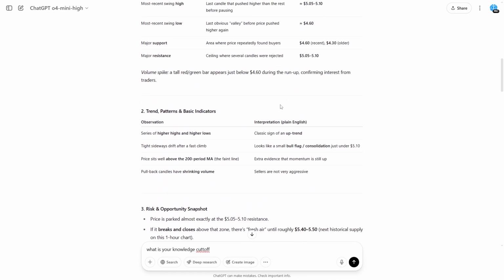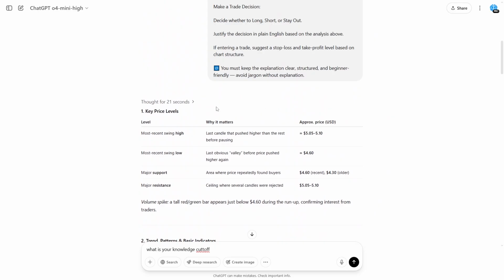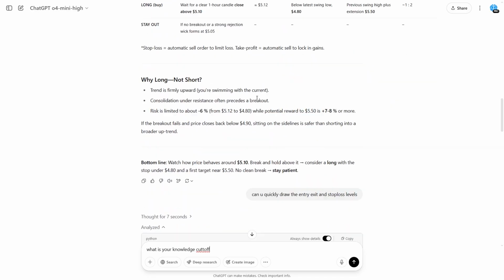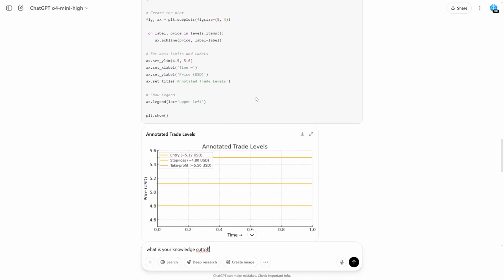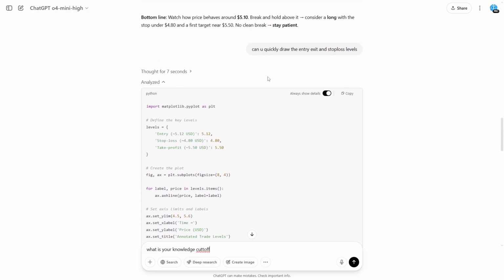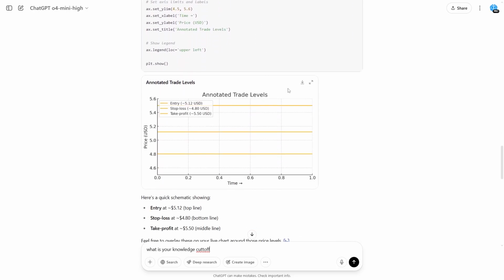Now, it wasn't just a completely game-changing thing. I actually want to show you guys why this did fail in some areas, but these areas don't really matter that much. So after it did this, I do know that the model does have tools to be able to draw different charts, and I essentially asked it to draw that on the actual model. You can see right here that it says the annotated trade levels, and it actually didn't draw the right chart.